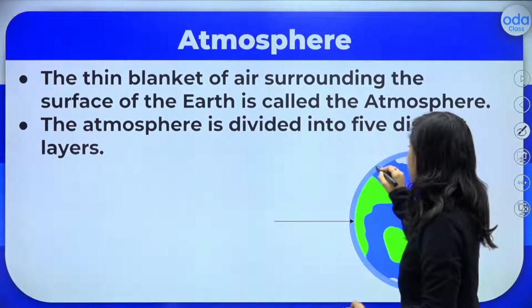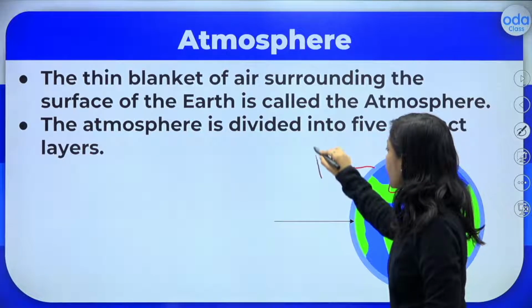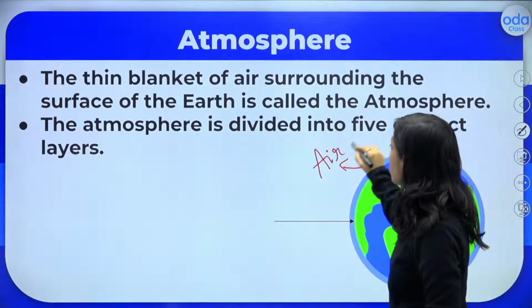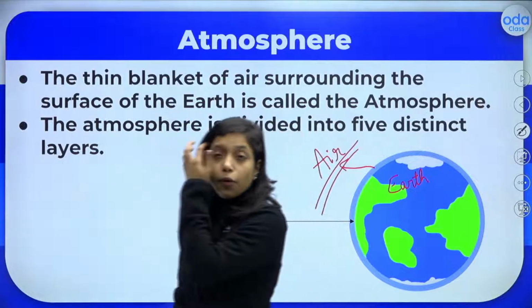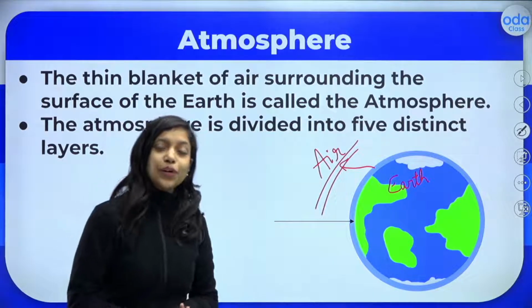Around the planet earth there is a thin blanket of air. This is nothing but our atmosphere. I hope it is clear. And can you tell me how many layers are present in atmosphere?